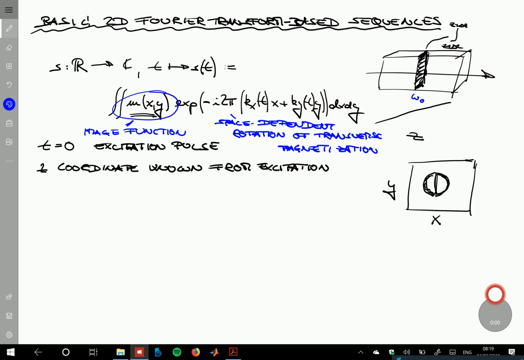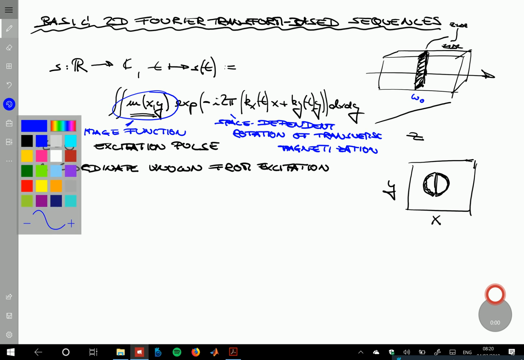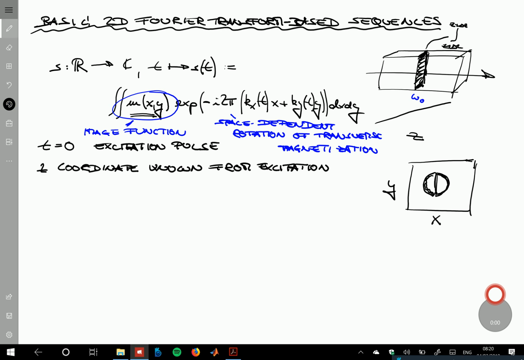Okay, so that's the image function exactly, and we interpreted the whole thing as the 2D Fourier transform of this mxy. Good. So now, we are not quite done.